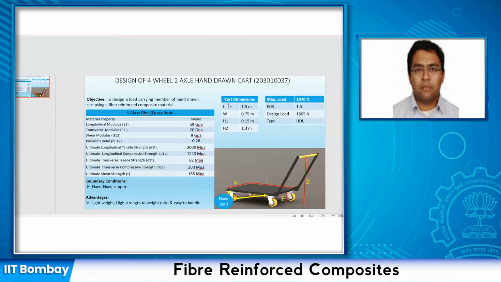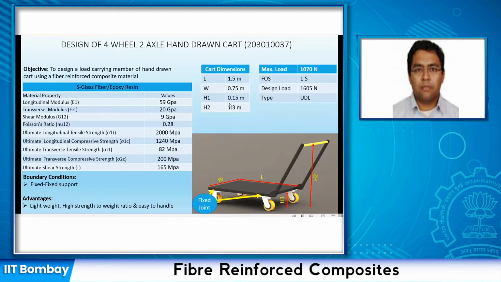In this project, I'm going to design a lightweight four-wheel 2XL hand-drawn car using a fiber reinforced composite material. This is the schematic diagram that I have drawn. My main focus will be to design the load-bearing member, which is this surface. For this, I have chosen the material as S-glass fiber with epoxy resin.